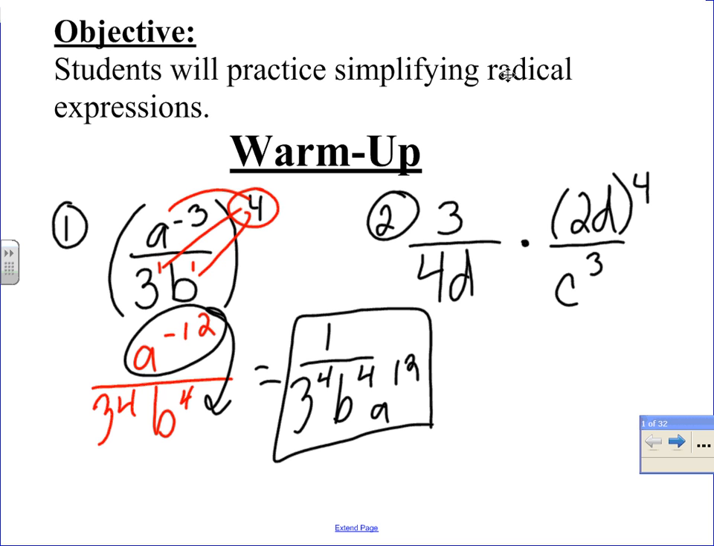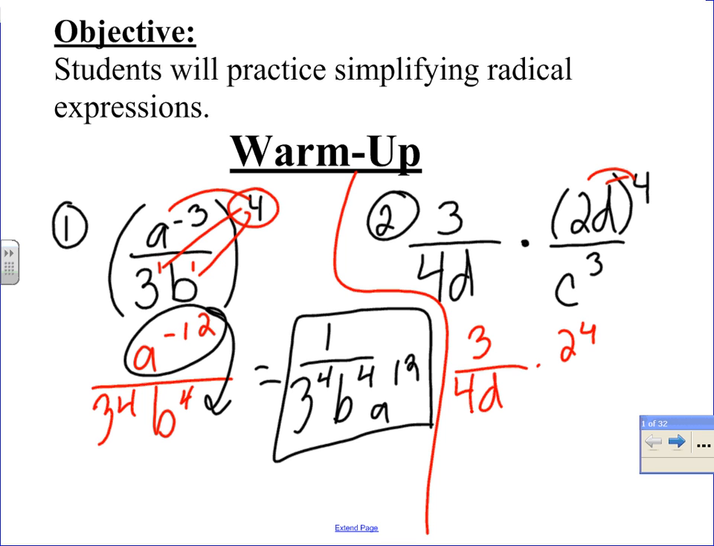Okay, number 2, Reno, what's the first step? Good job. And what are we distributing the 4 to? To what? You're right, but to what exponents? Like, good job. Be careful. The 4 only goes to the 2 and the d, because that's all the parentheses are around. So rewrite the first expression, which is 3 over 4d, times, this becomes 2 to the 4th, d to the 4th, over c to the 3rd. And at that point, you can just mush everything together, because it's really all one term.